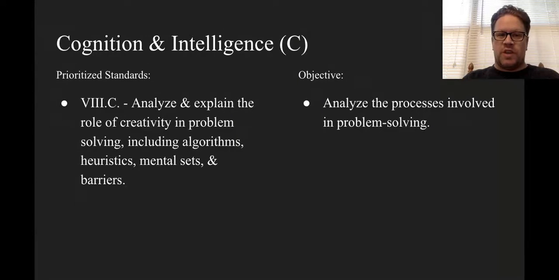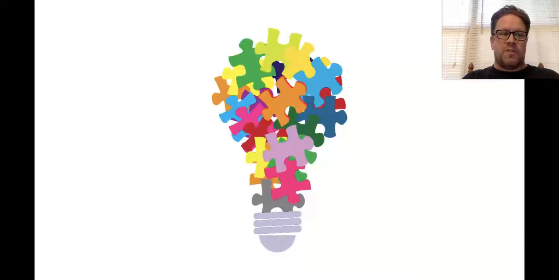Our prioritized standard is going to be 8C. Objectively, we're going to analyze the processes involved in problem solving. An important aspect of cognition is problem solving, which occurs when a goal must be achieved by thinking and behaving in certain ways. Problem solving is accomplished through various decision-making strategies, which involve identifying, evaluating, and choosing between alternatives. Sometimes this is referred to as problem-solving strategies.